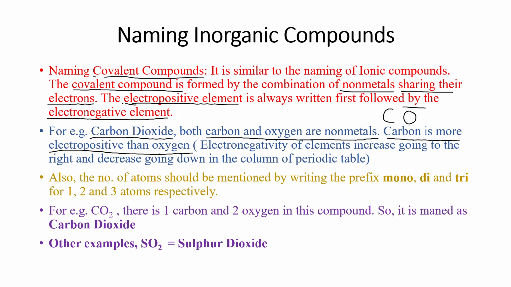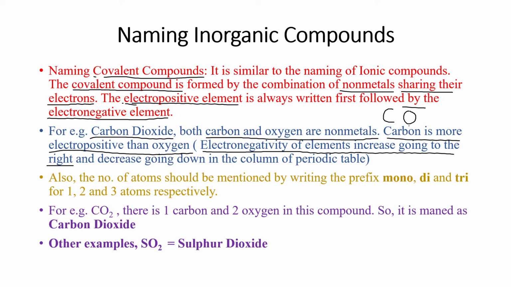Okay, so to determine which is electropositive or electronegative, you have to look at the periodic table. Again, when you open the periodic table in your manual, you'll see that the electronegativity of elements increases going to the right.